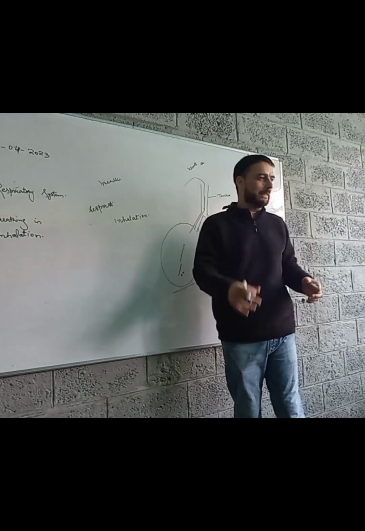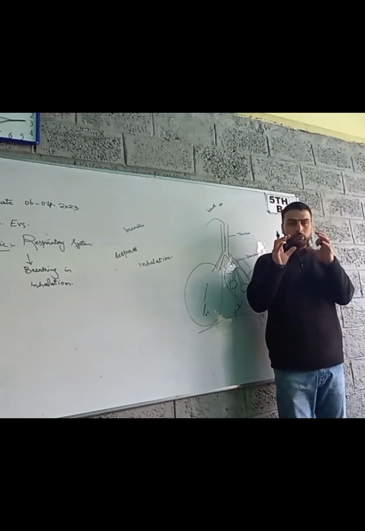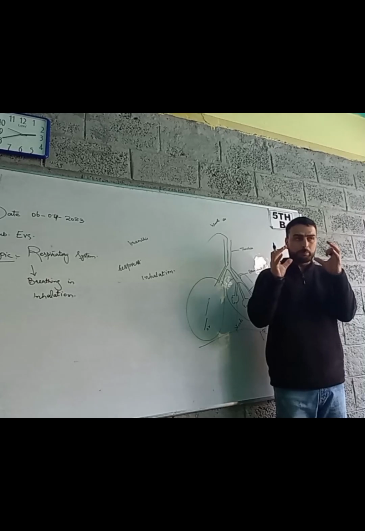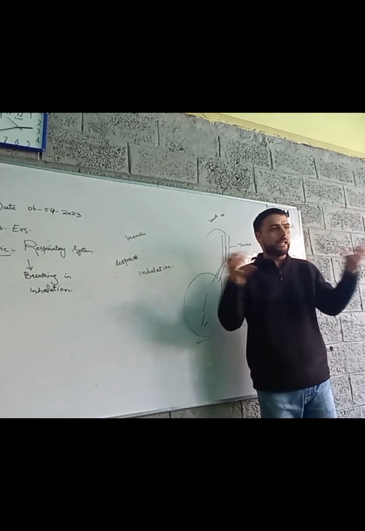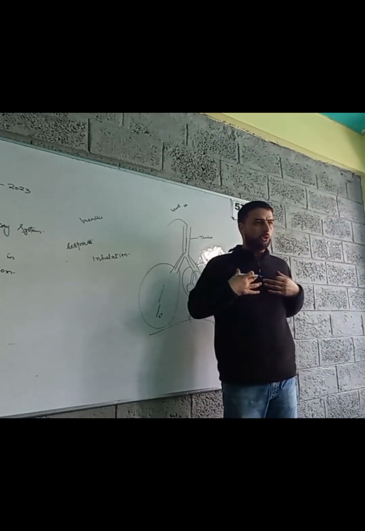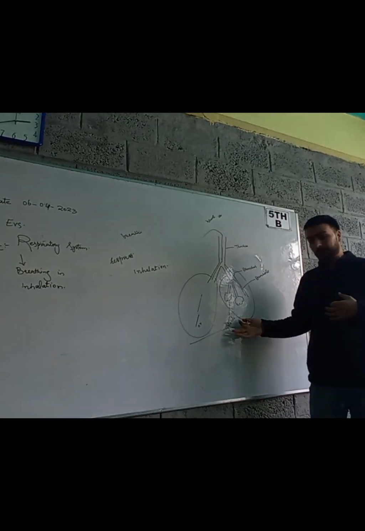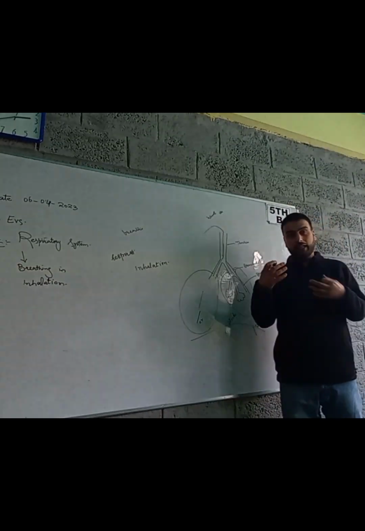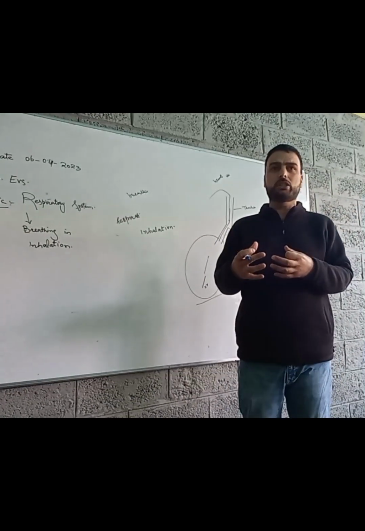Suppose we take an example of a balloon. If there is an air-filled balloon and we press on the walls of the air-filled balloon by hand, the air present in the balloon will come out. Same way, when these ribs exert pressure on our lungs, and the diaphragm exerts pressure from below, the air present in our lungs will come out, and in this way exhalation occurs.